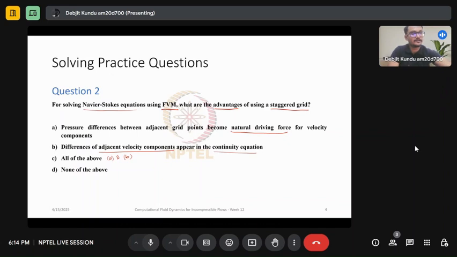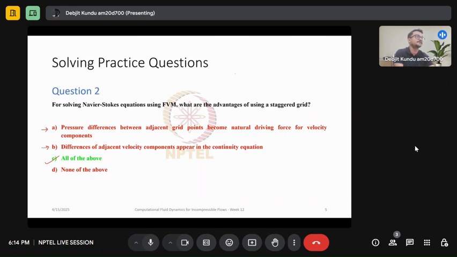Let's take a look at the solution. It's actually option C, all of the above, meaning that both A and B are true, and they are. We will look at them. So, the first one: pressure differences between adjacent grid points become the natural driving force for velocity components.